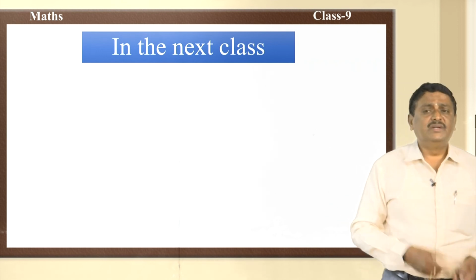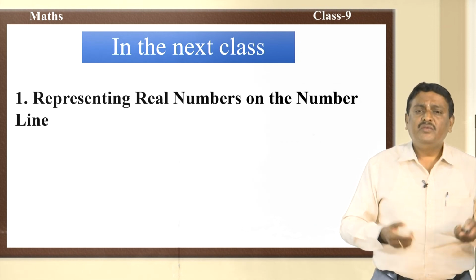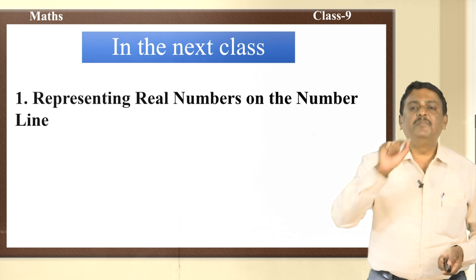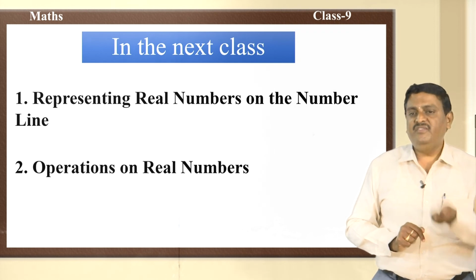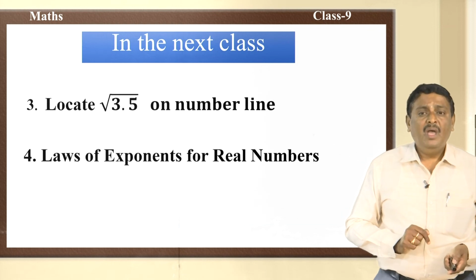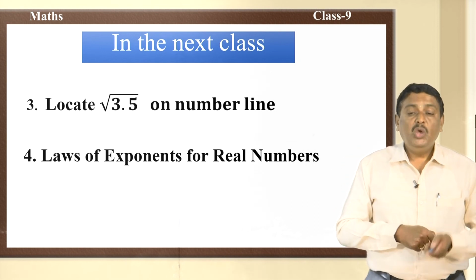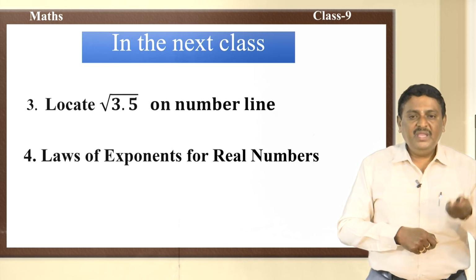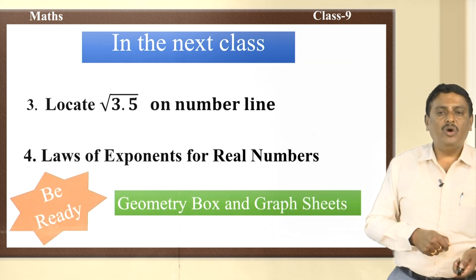In the next class, what are we going to learn? Representing real numbers on the number line. Here also we represent the real numbers. In this class we represented irrational numbers on the number line. Operations on real numbers: addition, subtraction, multiplication and division of real numbers, and locating square root of 3.5 on a number line. Laws of exponents for real numbers. We already know, you prepare a chart of laws of exponents that you learned in the 8th standard. Okay, it will be used in the next class. You list it out and be ready for the next class. Laws of exponents for real numbers, and also be ready with geometry box and graph sheets.